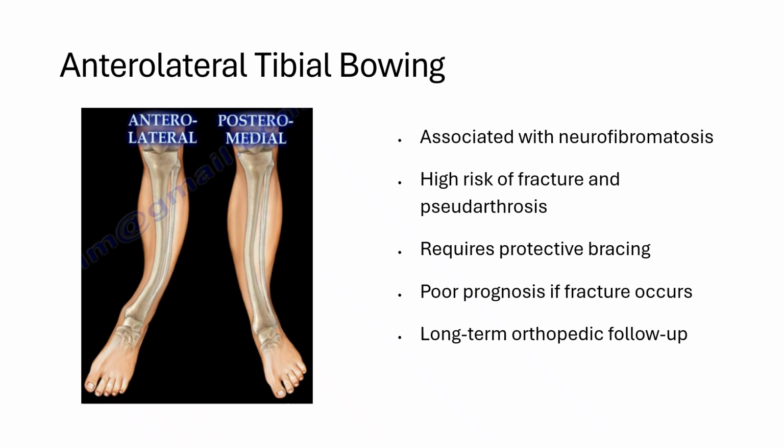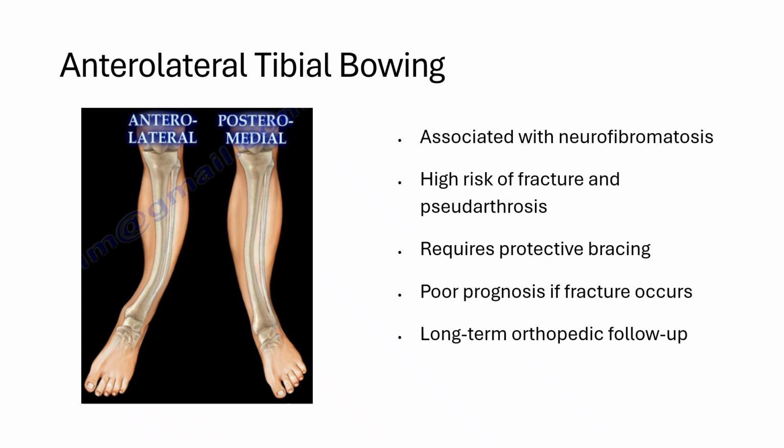Anterolateral tibial bowing demands immediate recognition because it represents a completely different clinical entity with serious implications for the child's future. The strong association with neurofibromatosis type 1 means that every baby with this bowing pattern needs comprehensive evaluation for café au lait spots, neurofibromas, and other manifestations of this genetic condition. Think of the tibial bowing as an early warning sign of broader systemic involvement.